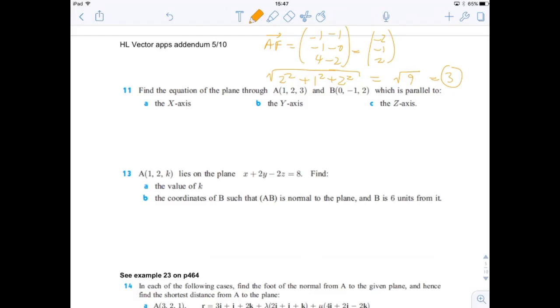Page 5 of Vector Apps Addendum. Number 11. Find the equation of the plane through these 2 points, (1, 2, 3) and (0, -1, 2), which is parallel to the x-axis, the y-axis, and the z-axis.